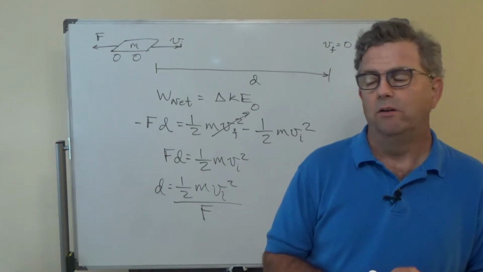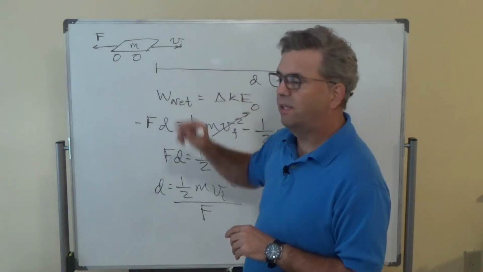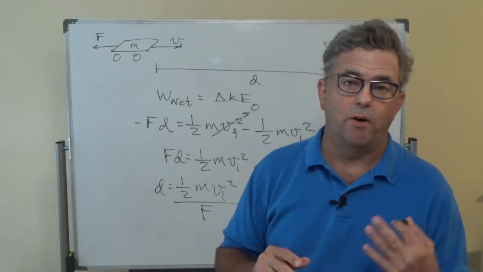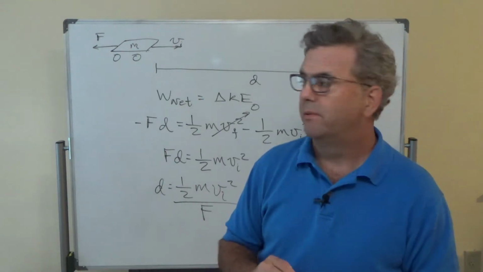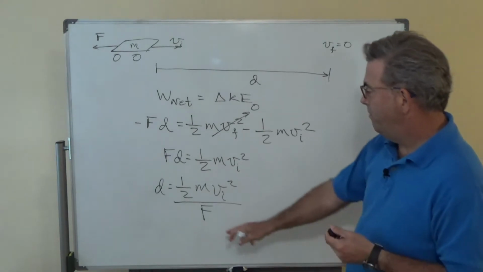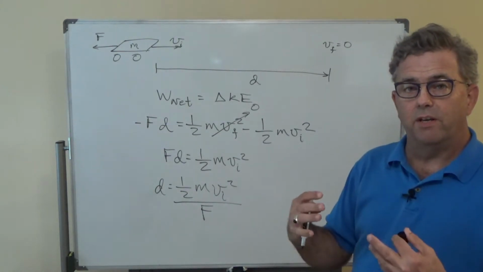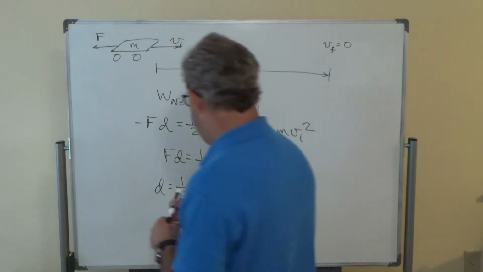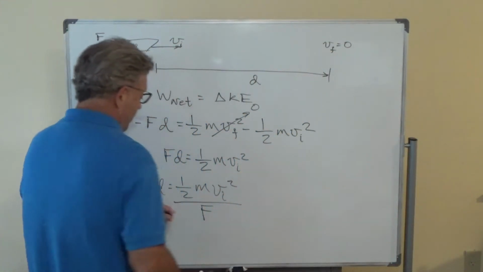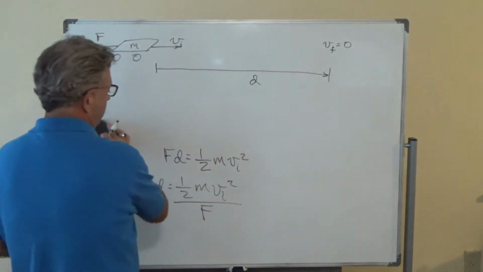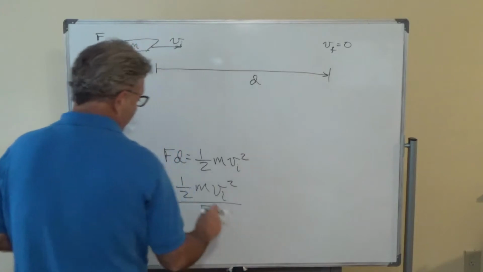So let's say that you double this initial velocity. How far does it take you to stop? Previously it was d, but now you double the initial velocity, same force. Get rid of this.